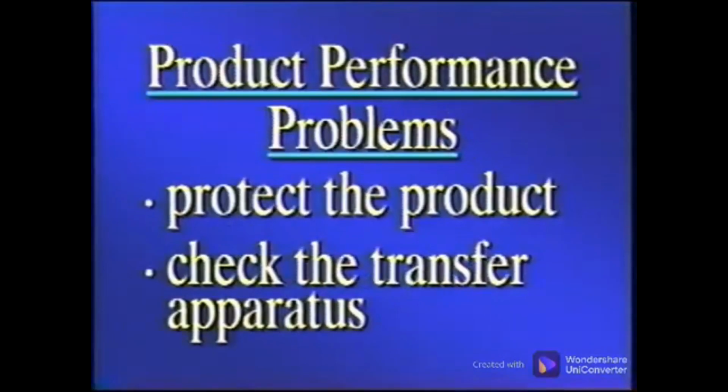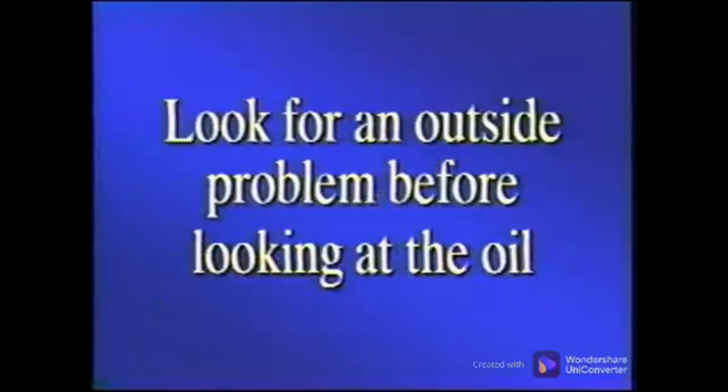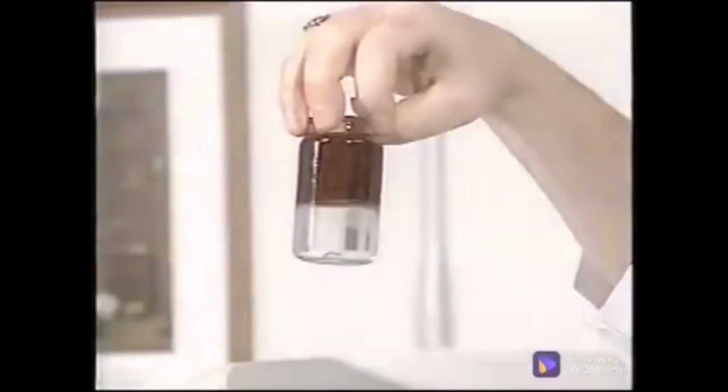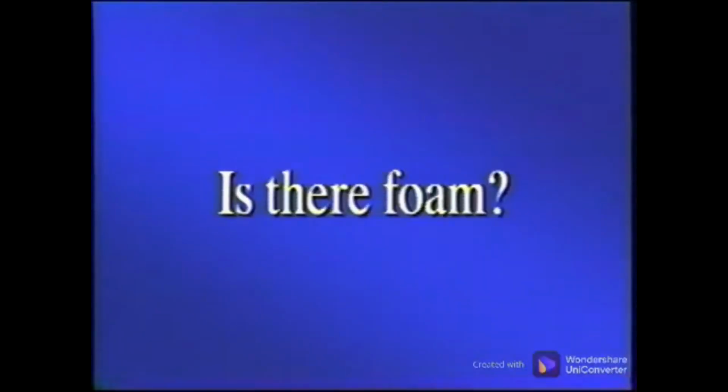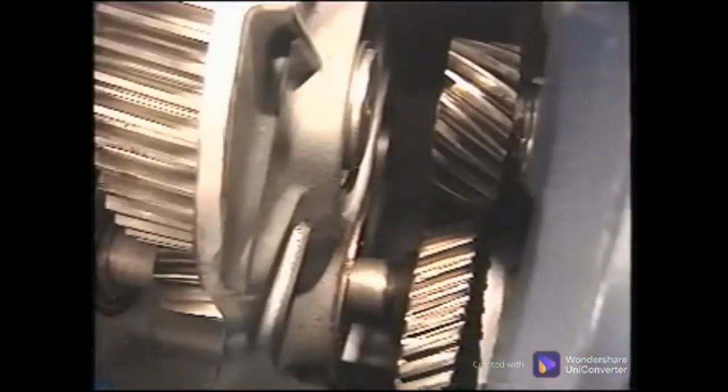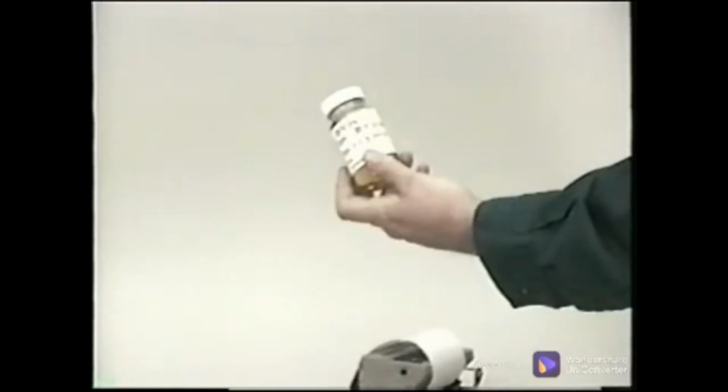If you have a product performance problem, check that the product in storage is protected from dirt and water. Also check the apparatus used to transfer the oil. Look for an outside problem before looking at the oil. Eyeball the sample before you send it to the lab. If the sample looks milky, water is present. If you have foam, ask if a defoamant has been added. Foam does not lubricate well, but gearboxes tend to whip the oil into a frothy foam, causing air entrainment. In other words, visually inspect the sample and use common sense.